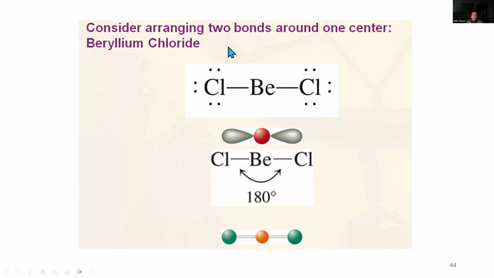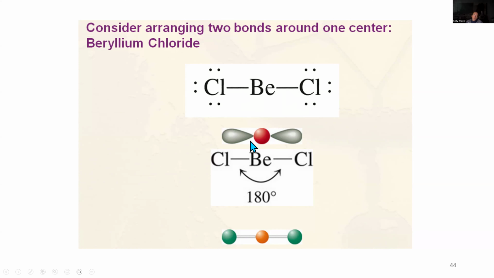So what we might want to do is consider arranging the chlorines around beryllium. This is BeCl2. So here we would draw the Lewis dot structure of the chlorines. So chlorine has 2, 4, 6, and 1 electron in each of these bonds. So that's 7. And then beryllium has 2 valence electrons, so it would have a dot in each of these places, which brings this together. So this is what the model would look like.